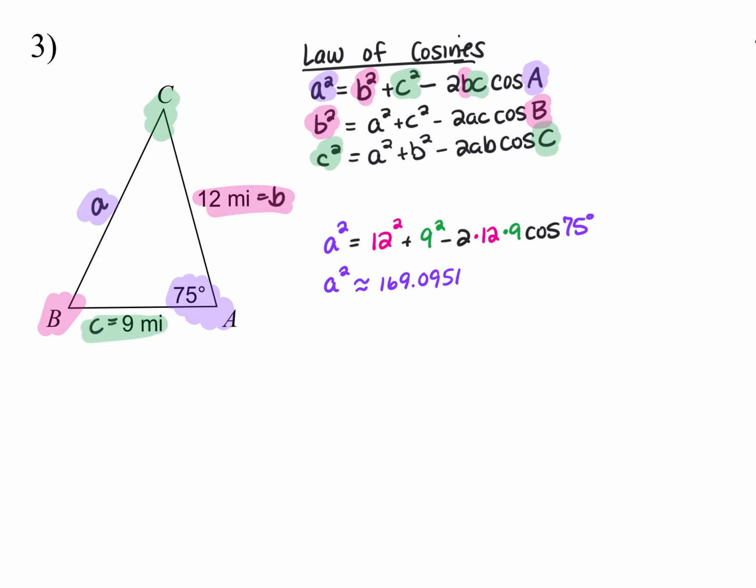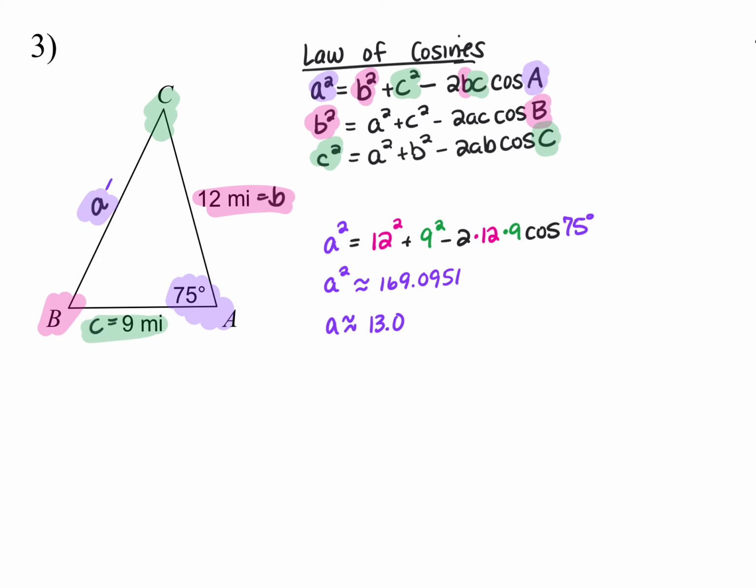So to find a, then obviously I need to take the square root of that, and you're going to get something just a little over 13. So I'm going to write a is approximately, we'll just say 13.0 if we're going to round to the nearest tenth. Now we have a, right?